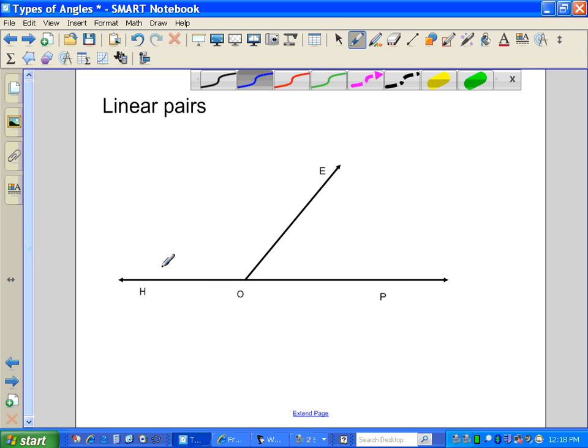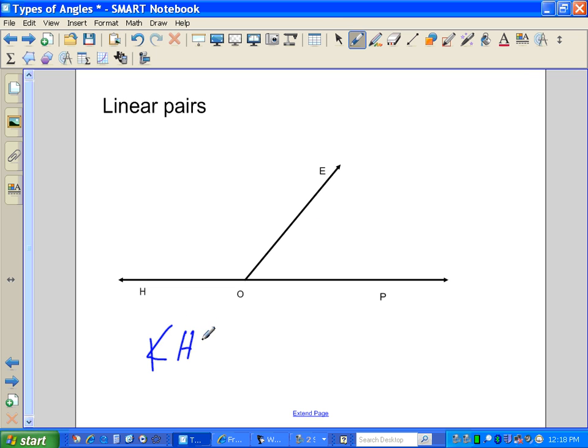Okay? Angle HOE and angle POE. Probably should make some notation on angles: when we're talking about angle HOE and angle POE, we just start with the letters and work our way around, okay? They are a linear pair. They make a straight line, okay? And linear pairs are two angles that add up to make a straight line. So linear pairs equal 180 degrees, they're supplementary.